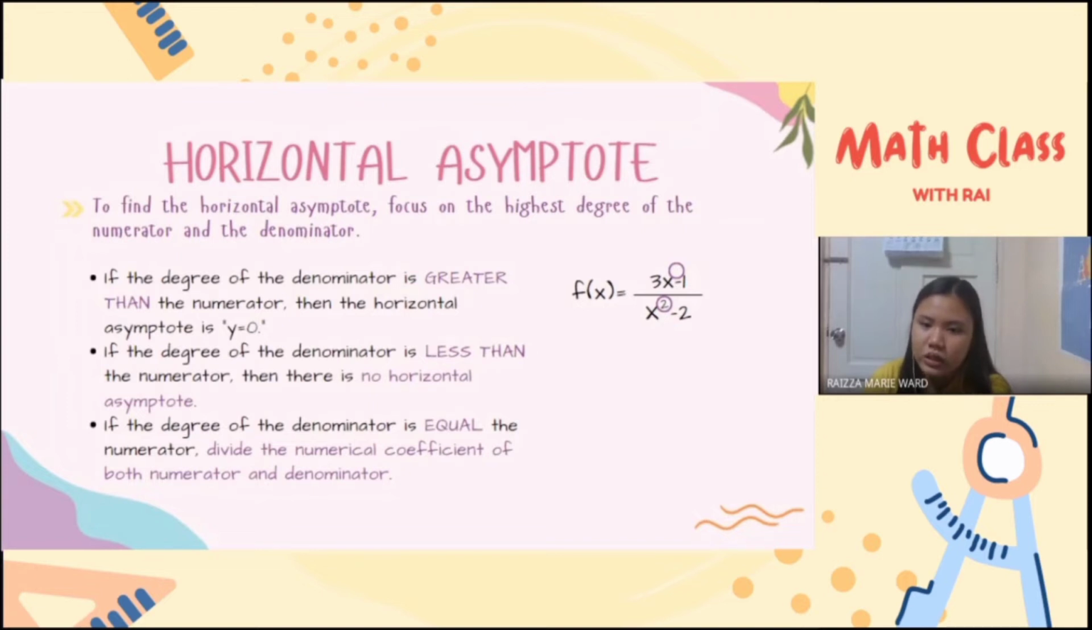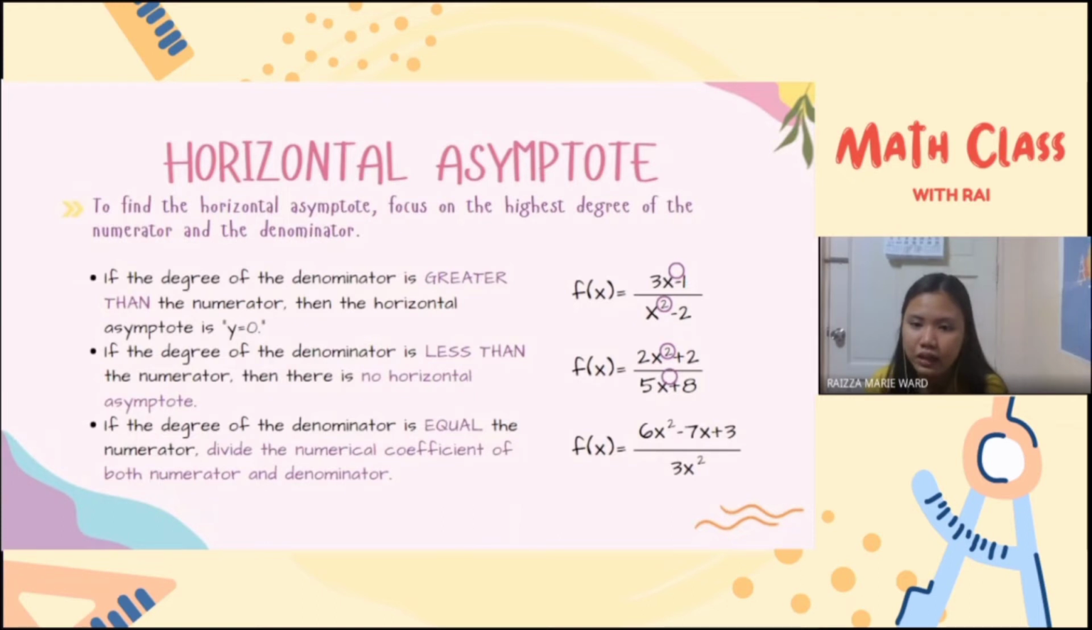The highest degree sa numerator is 1 and sa denominator 2. Since mas mataas ang 2 than the 1 exponent, the horizontal asymptote is y equals to 0. Reminder, pag walang nakasulat na number sa exponent or coefficient, it is considered as 1. If the degree of the denominator is less than the numerator, then there is no horizontal asymptote. Tignan uli yung example, mas mababa yung highest degree sa denominator compared sa numerator since 1 yung nasa denominator and 2 yung nasa numerator. Therefore, this example has no horizontal asymptote.